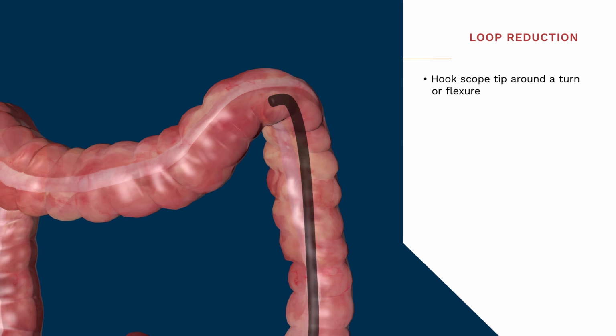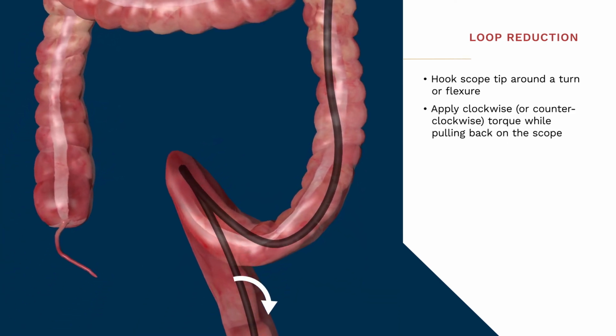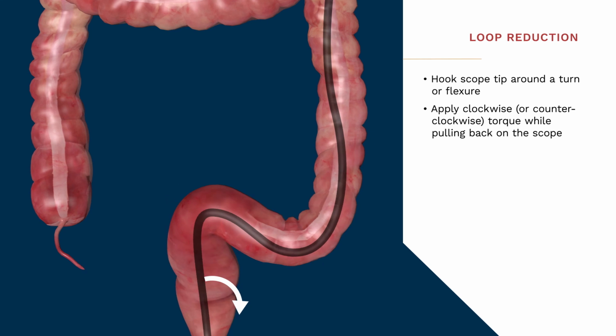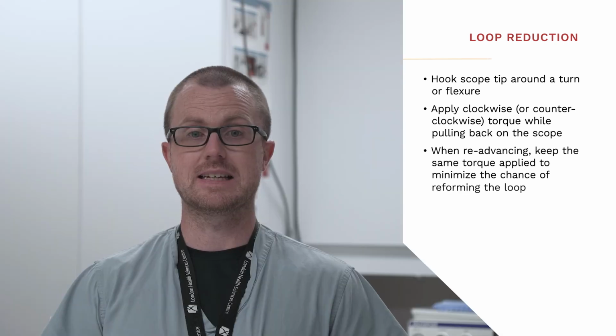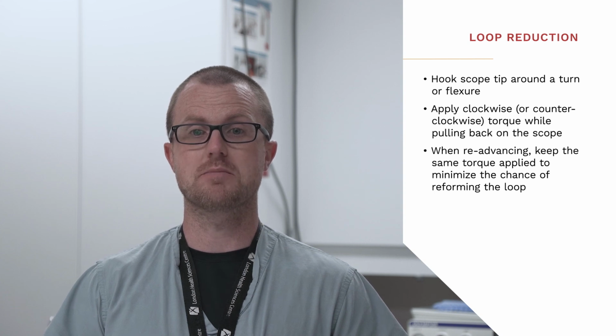When reducing a loop, hook the scope tip around a turn or flexure. Apply either clockwise or counterclockwise torque while pulling back on the scope. When re-advancing again after the loop has been reduced, keep the same torque applied to minimize the chance of reforming the loop.